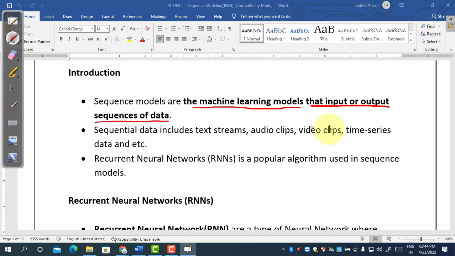Now, for example, a text stream. Suppose we have a text stream. The processing of the text stream is done using a sequence model. For sequence data processing, what will we use? Sequence model, that is your RNN. Or audio data, video data, or we can say any multimedia data. Suppose we have multimedia data.